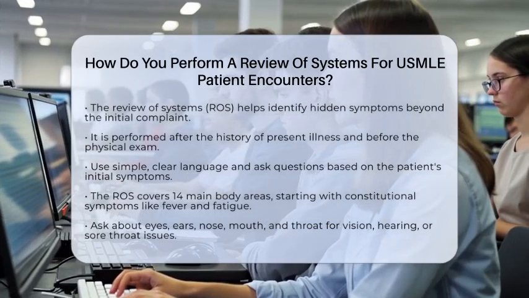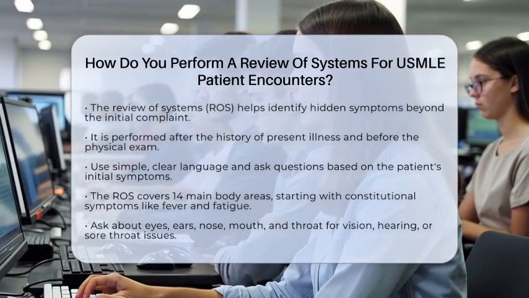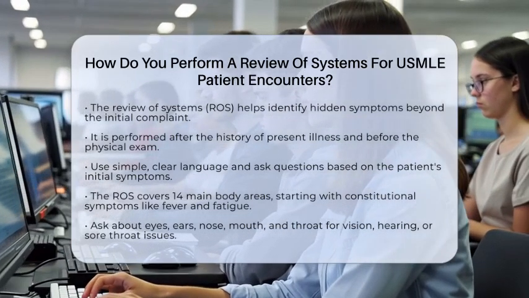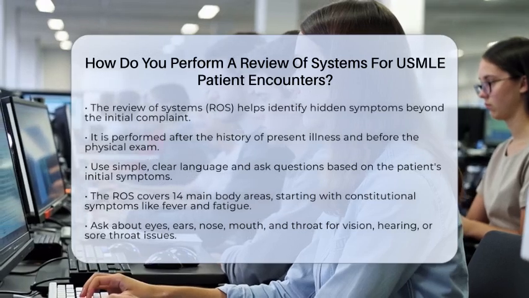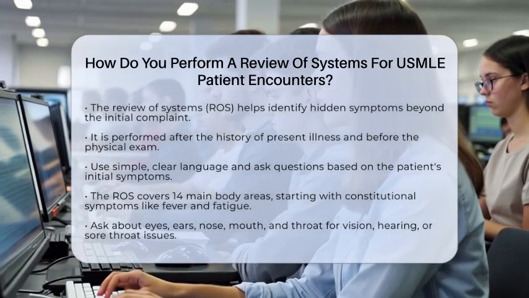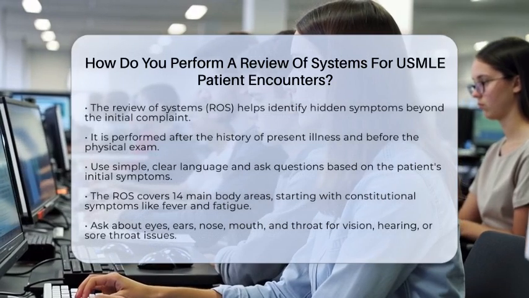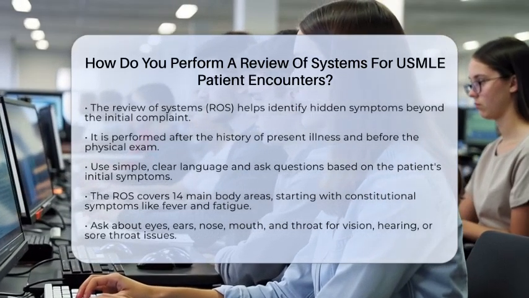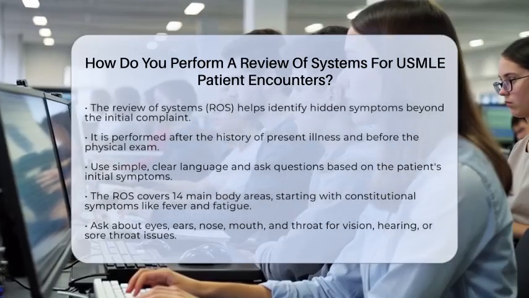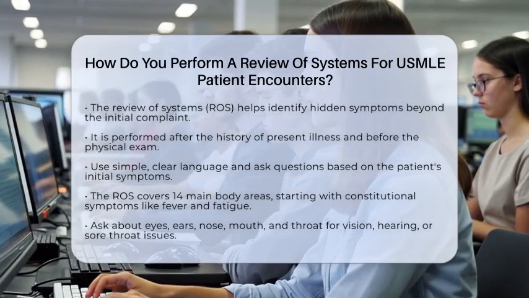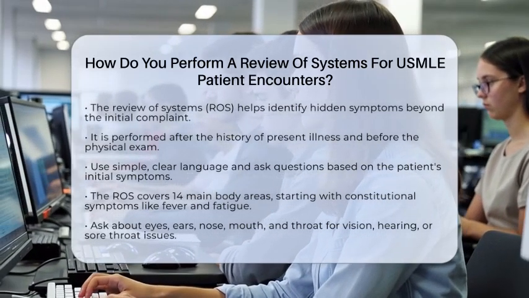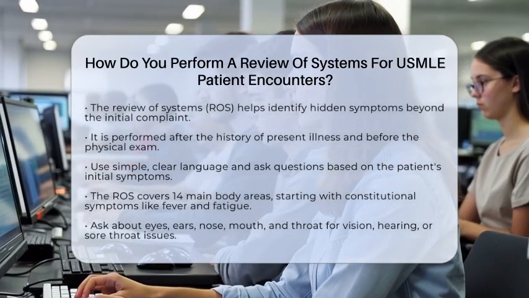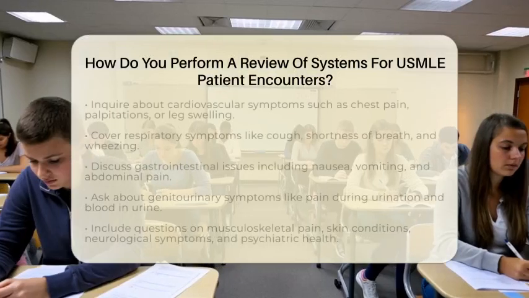When you perform a review of systems during a patient encounter, you ask about symptoms related to each major body system. This helps uncover signs or complaints the patient might not have mentioned initially. You want to do this after you finish the history of present illness but before the physical exam. Keep your questions simple and clear. Use language that the patient understands. Focus your questions based on what the patient has already told you. For example, if they complain of chest pain, ask about shortness of breath or palpitations.